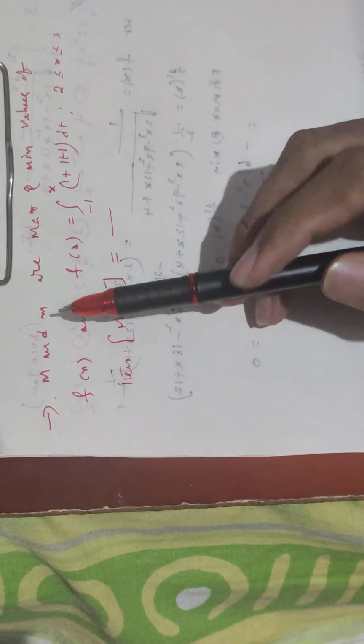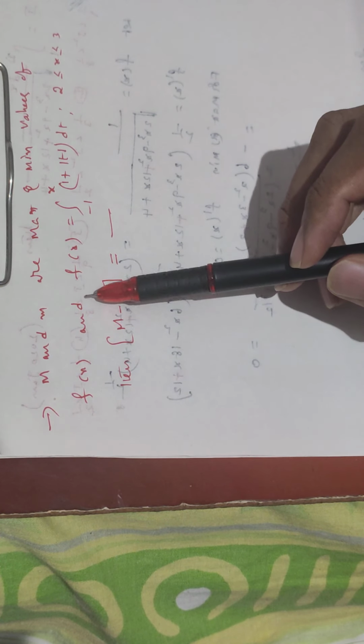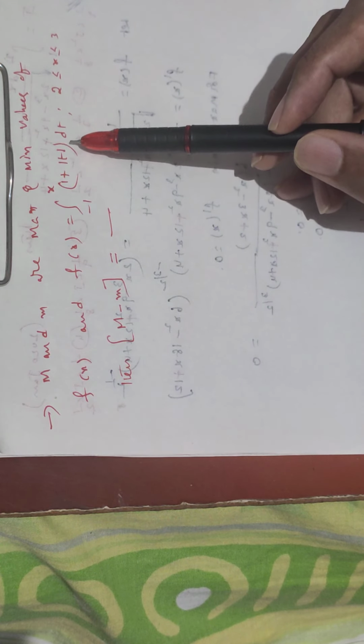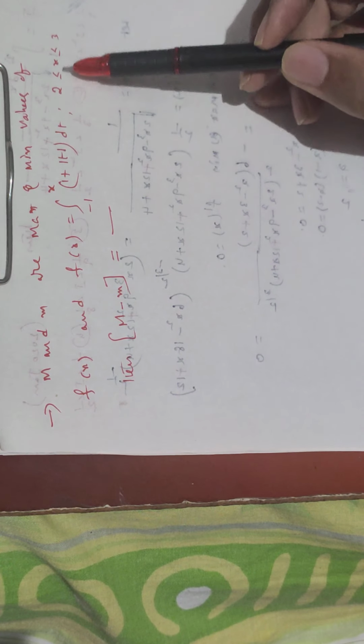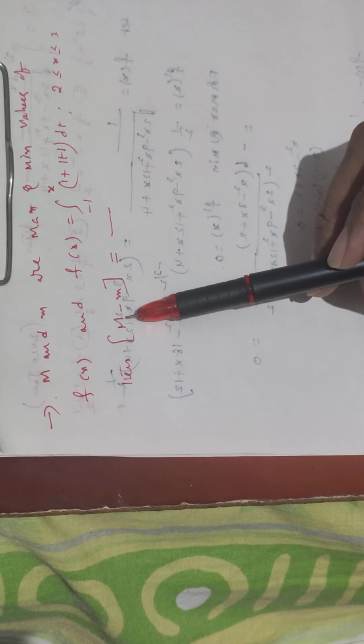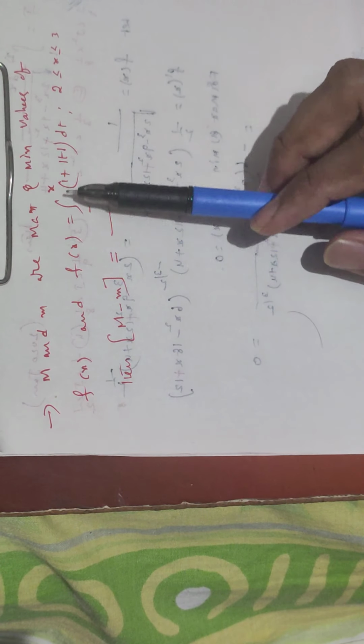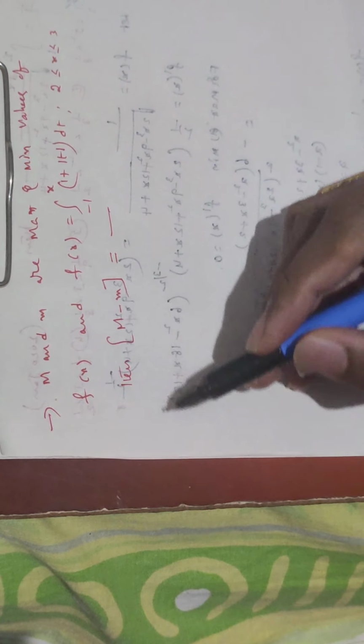Next, one more problem. Let capital M and small m be the maximum and minimum value of the function f of x, where f of x is the integral from minus 1 to x of t over 1 plus mod t dt. Given that x lies between 2 and 3, then capital M minus small m, maximum value minus minimum value, equals how much? This is similar to the previous problem. First I have to find the maximum and minimum value of this function.